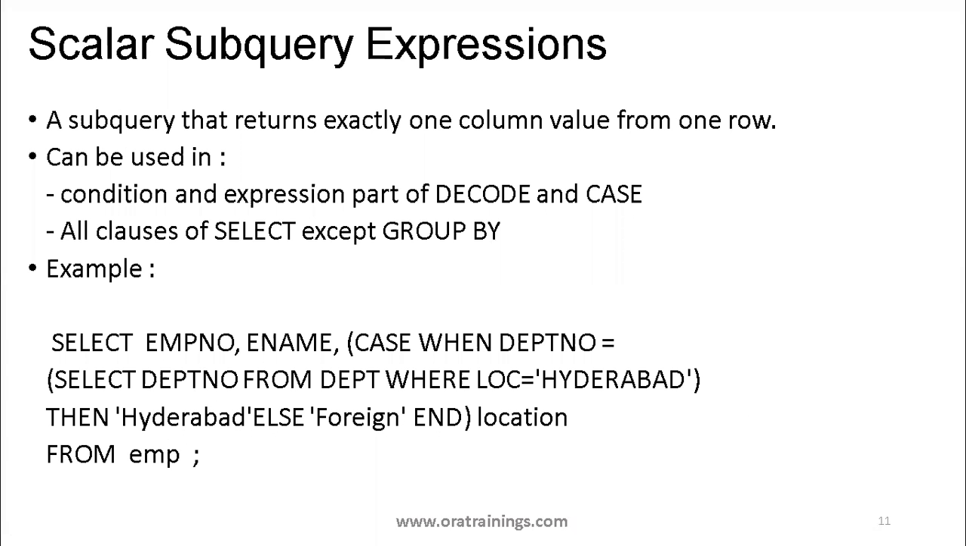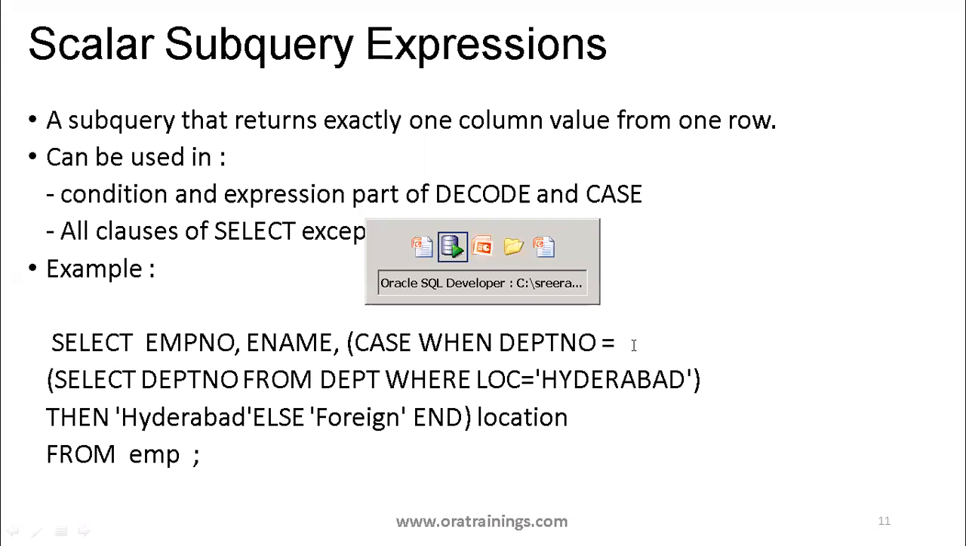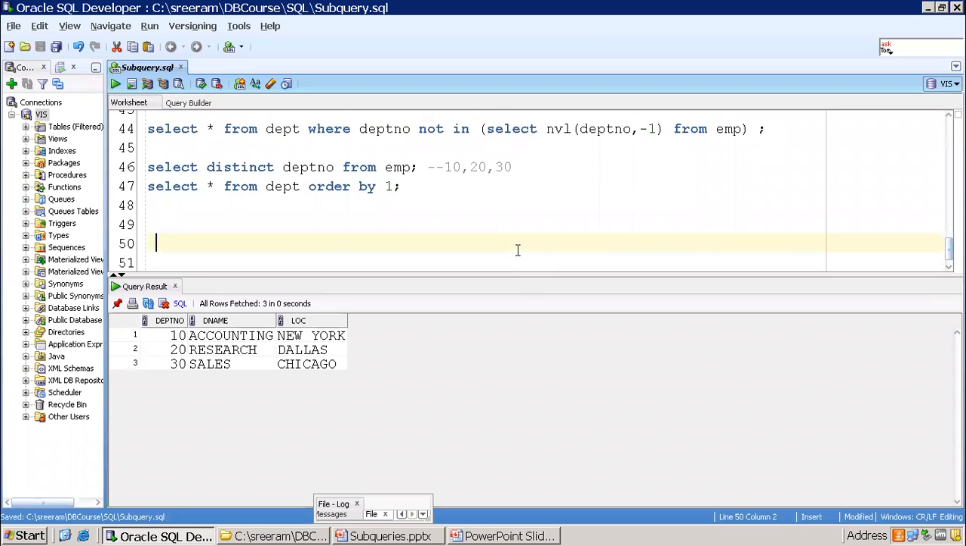Okay. Now the other one, scalar subquery expression. It is nothing but simple subqueries only. But here what we're trying to do is execute a subquery based on a particular condition. This is called a scalar subquery. So in this example here, what are we trying to do? I'm trying to execute a particular query based on the department number in another table. Let us say when department number is equal to something, display a particular value, else display some other value. Right? Now let us write that logic.